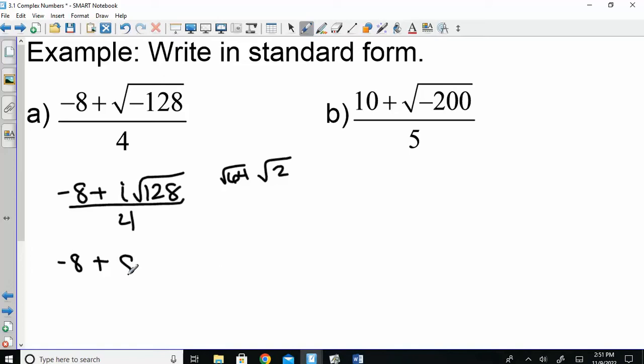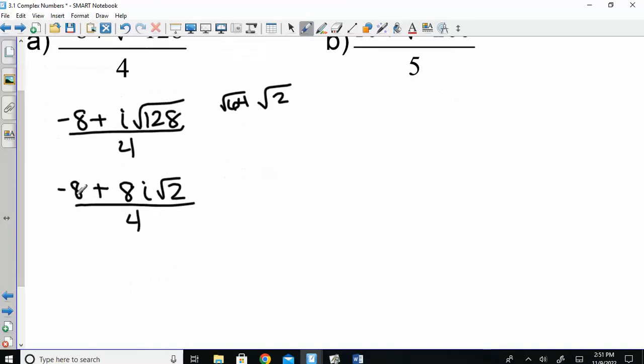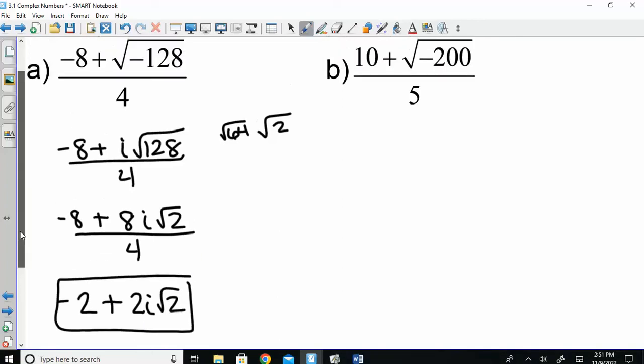So the square root of 64 is 8. 8i radical 2 over 4. Divide. Negative 8 over 4 is negative 2. 8i radical 2 divided by 4 is 2i radical 2. That's a lot of twos.